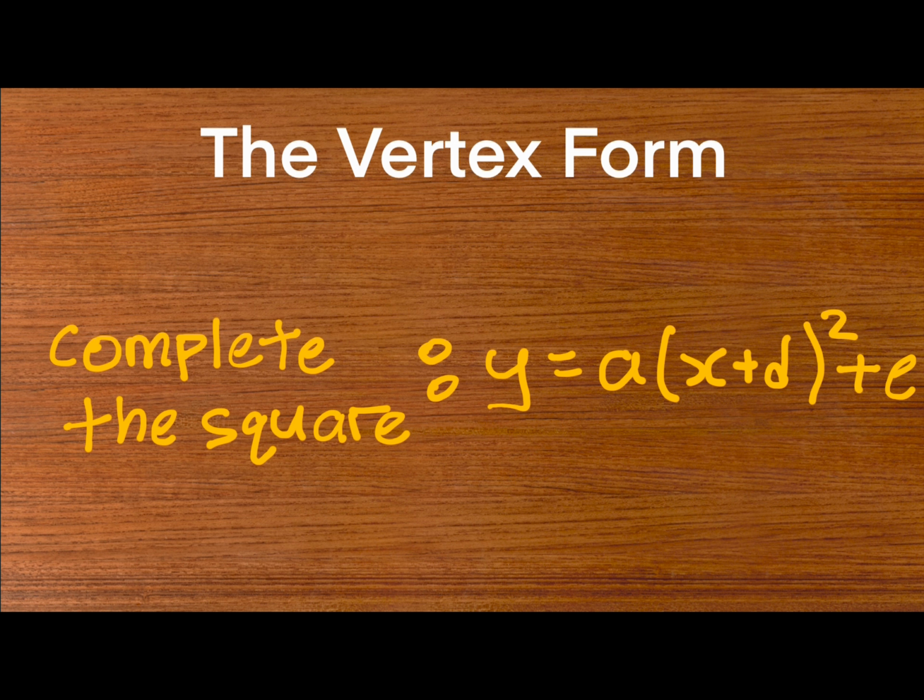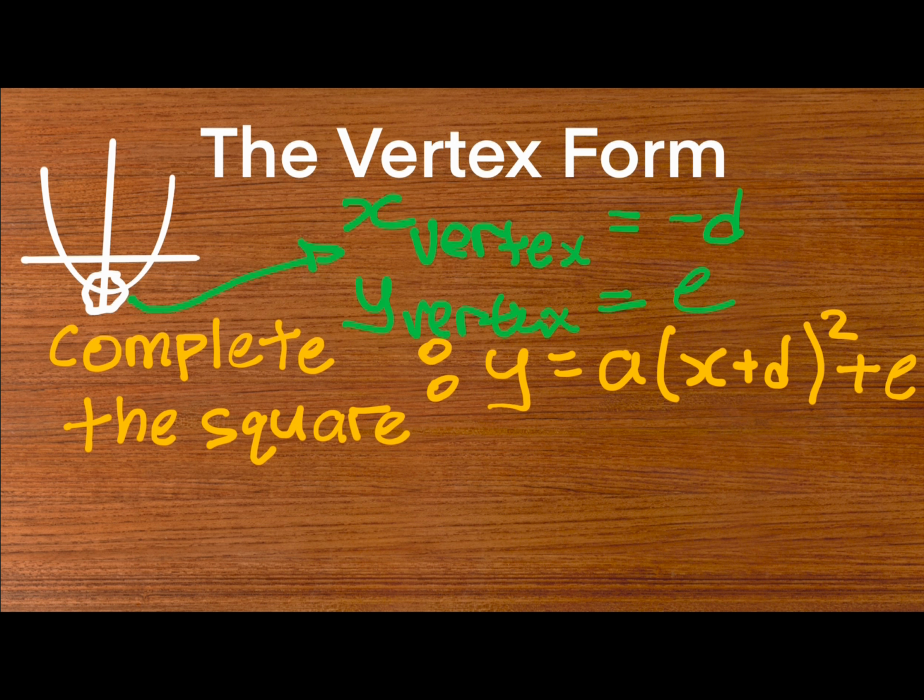If you recall, the vertex is the turning point of a quadratic graph. For this quadratic graph, the turning point is the bottom point, also known as the vertex. Back to the vertex form, we can very easily get the x and y coordinates of the vertex by simply looking at it. Look here: the x-coordinate of the vertex is negative d, and the y-coordinate is e itself. I hope all of this helps you tremendously.